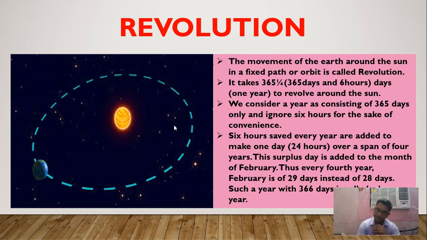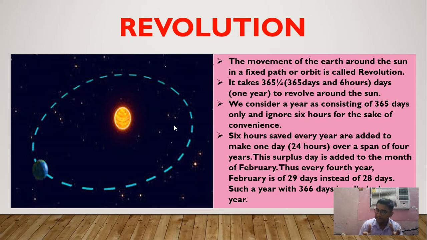Every fourth year will have 365 plus one day, so every fourth year will be of 366 days. There will be one extra day, and that extra day will be included in the February month. In a normal year, February is of 28 days, but in this fourth year, when one day is extra, that extra day is included in February. Now every fourth year, your February month will have 29 days.